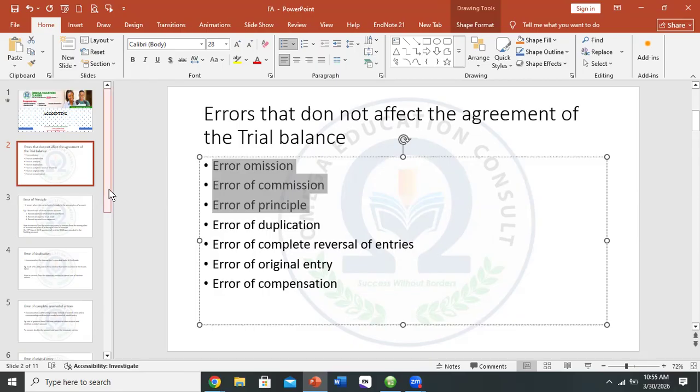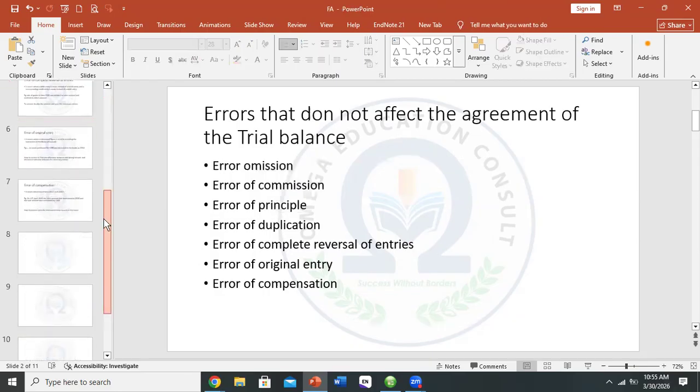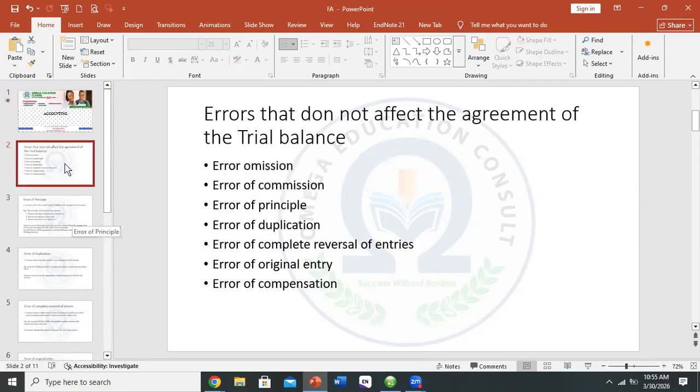So these are the 7 errors that do not affect the trial balance. My dear professors, it will be very sweet on your part to go through these errors one by one, know how to correct them, because they will appear. And correction of errors is one of the highly examinable areas. So take note. I think I'll do a quick review, our time is almost up, and then I'll ask for questions.